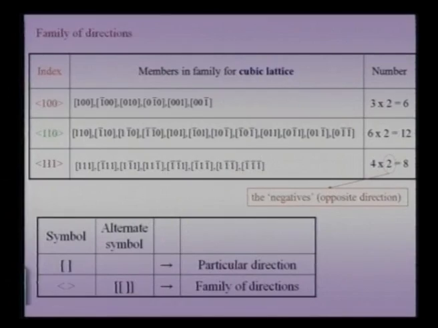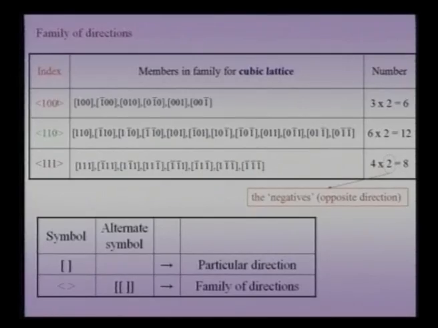Having defined the concept of family of directions, let us go and count the number of members of a family. There are important directions like the 100, the 110 and the 111, which we will be dealing with often when we talk about various properties of crystals, and make a counting of all the members of the family. This is for a cubic lattice, the simplest of the possibilities. If we have the 100 family, you have 1, 2, 3, 4, 5, 6 members of the family, which can be thought of as 3 members and their negatives. Therefore, we have 3 into 2, 6 members belonging to this family.